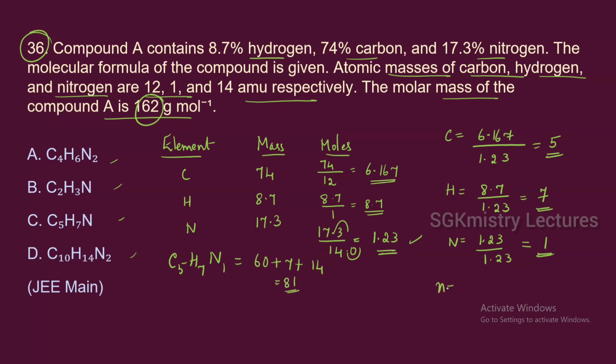So we have N is equal to 162 by 81, which is nothing but 2. So that means I have to multiply the entire empirical formula by 2 to get the molecular formula. So it will be C10H14N2. Yes, C10H14N2. That is option D as the right answer.